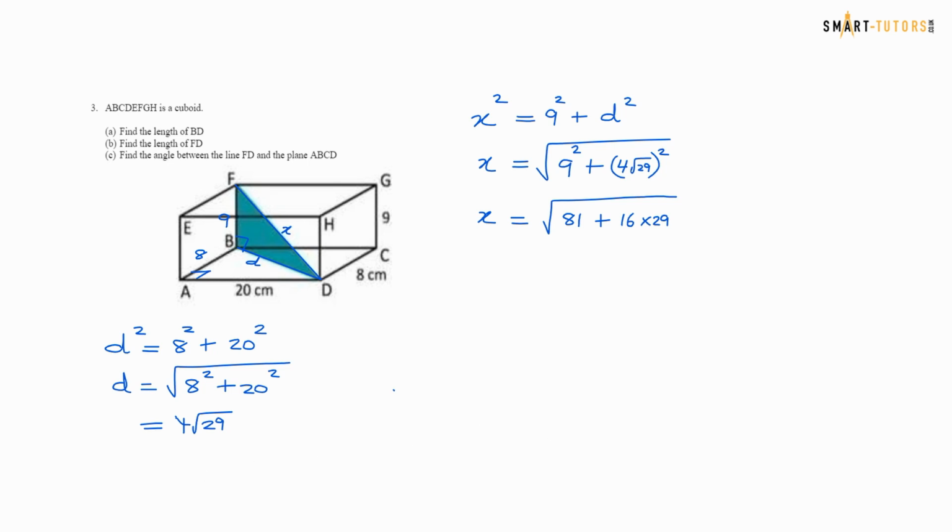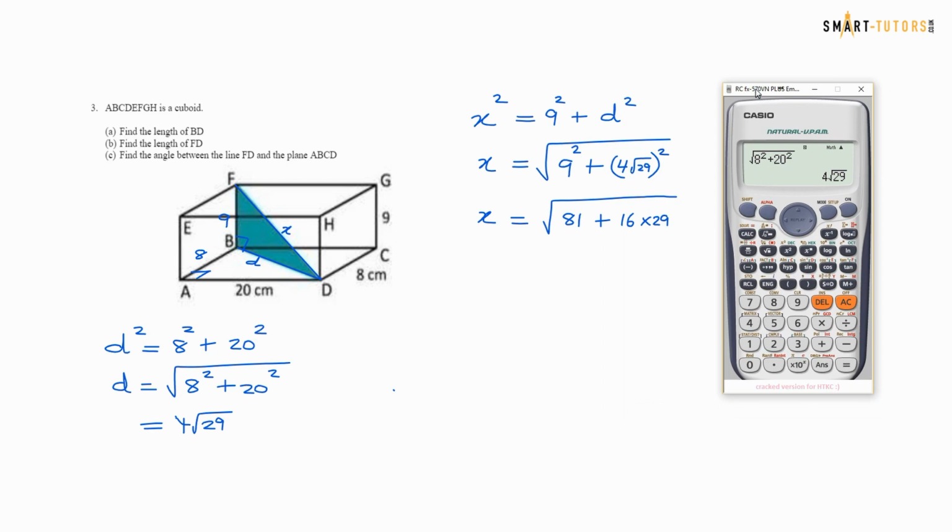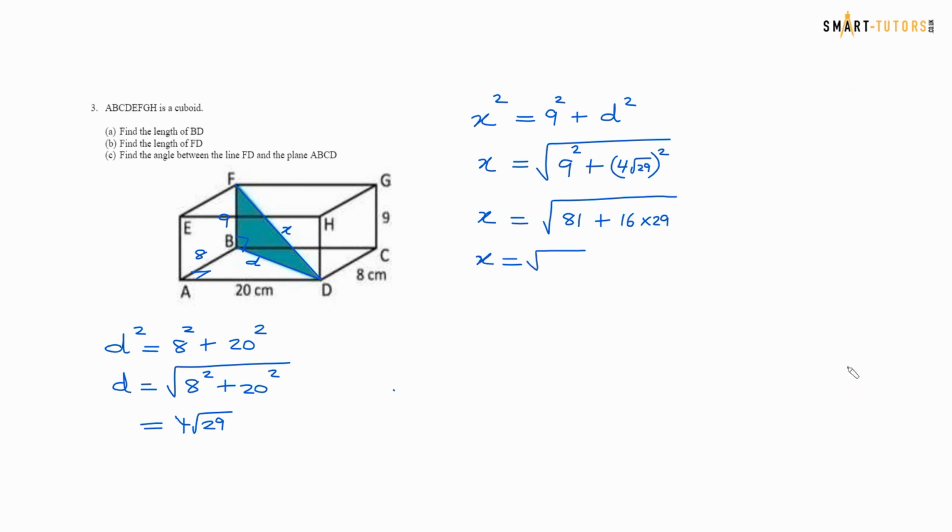Right, so now the answer is, square root of 81 plus 16 times 29. So that is the answer, square root of 545. I will keep that in surd form, square root of 545. Right, so that is the length of FD. So FD is square root of 545, and that is the answer for the B part. The answer for A part is BD is 4 root 29.